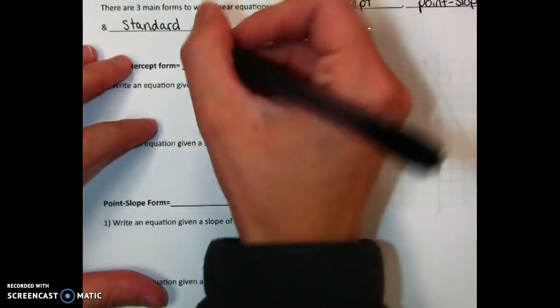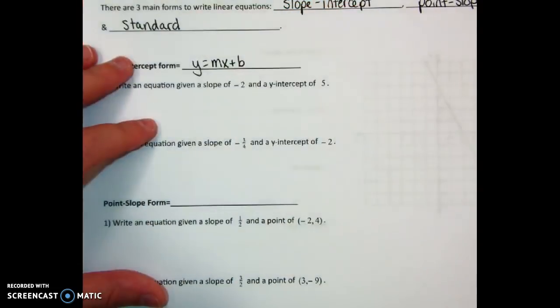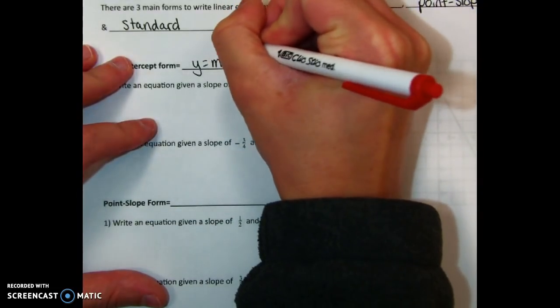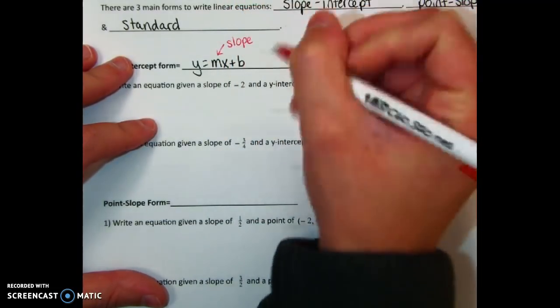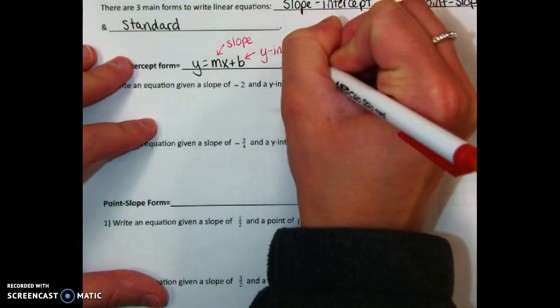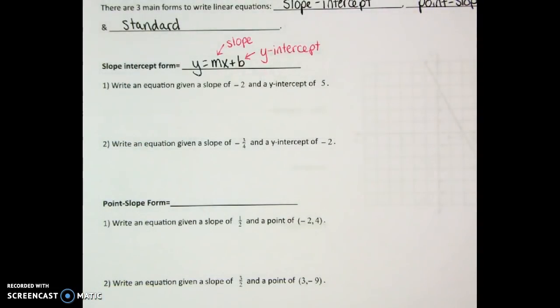So slope-intercept form, this is y equals mx plus b. And that is where m is the slope and b is the y-intercept. And the y-intercept is where it crosses the y-axis, and I'll show you that on a graph here in a little bit. It says write an equation given a slope of -2 and a y-intercept of 5.